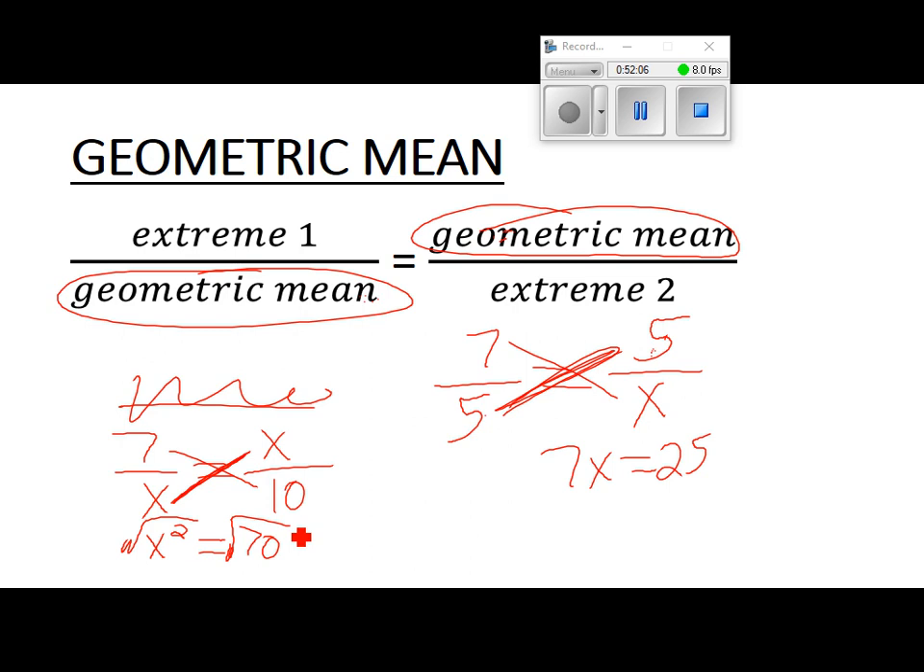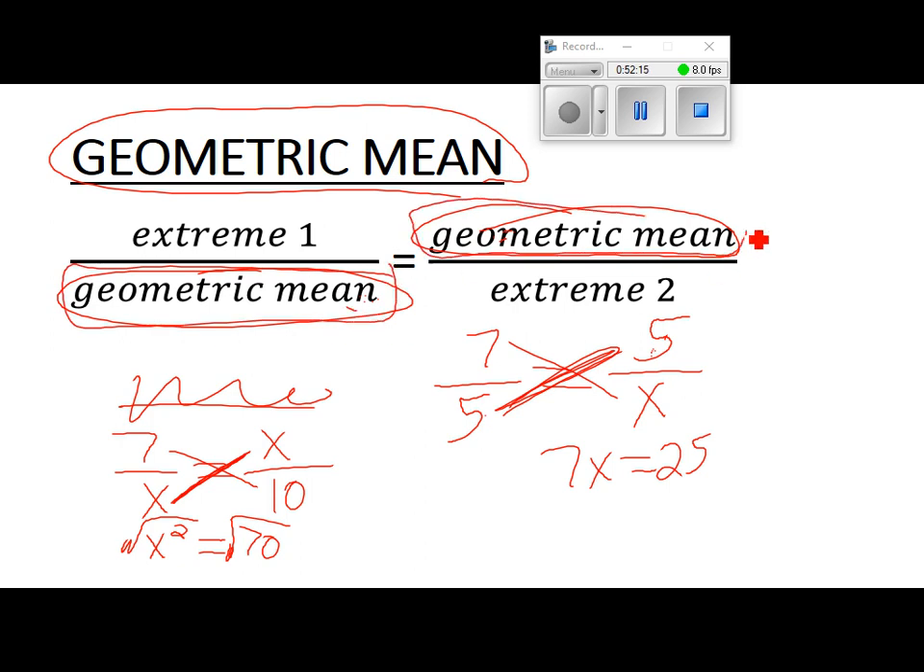Geometric mean. Whenever you're setting up, if you know something's the geometric mean, that means the second position and the third position have to be the same numbers. You could leave that as square root of 70. I don't think that'll break down any. 4 won't go into 70 evenly. 10 and 7 is about it, isn't it? 35 and 2. So square root of 70 would be a fine answer there.